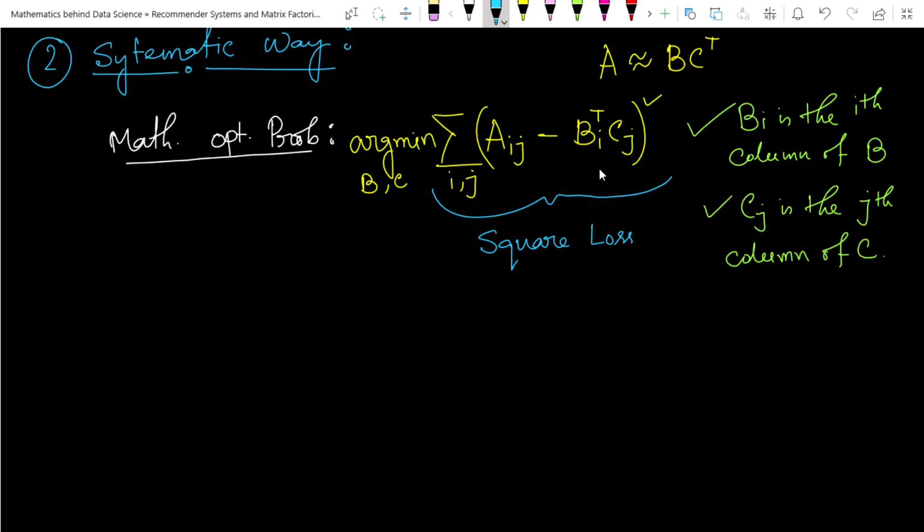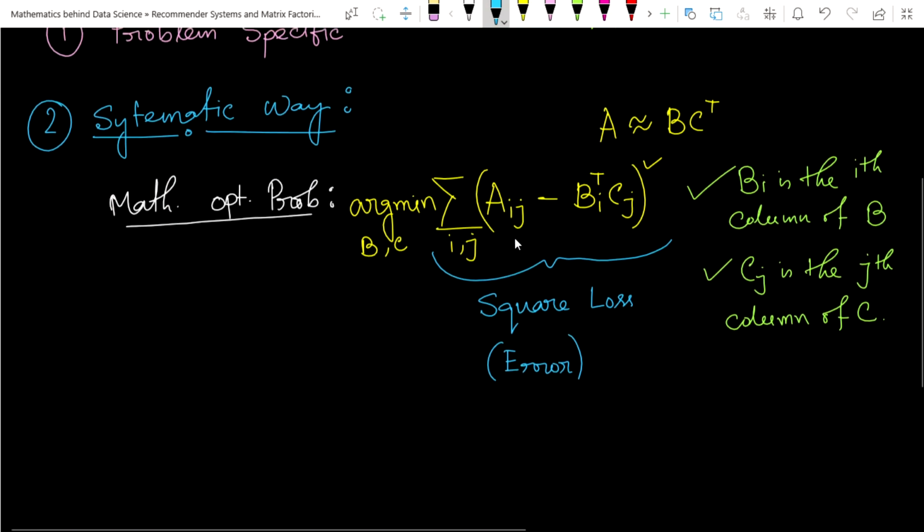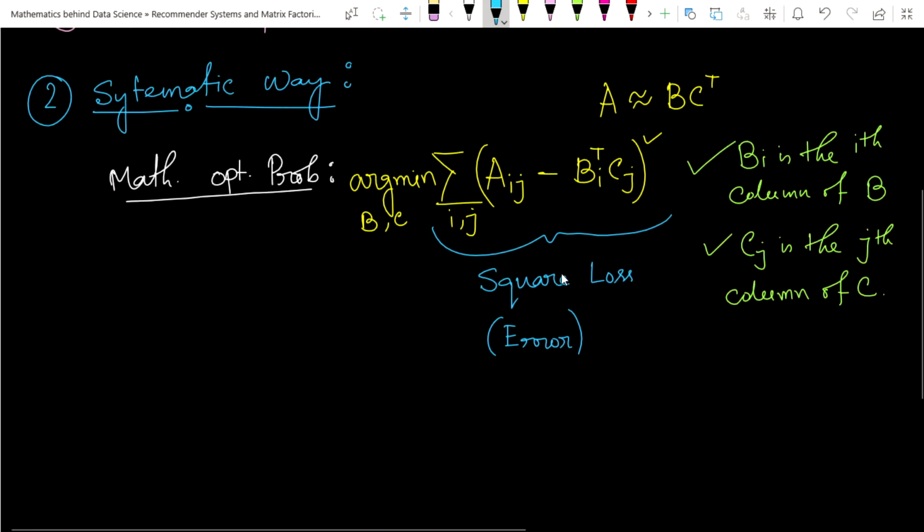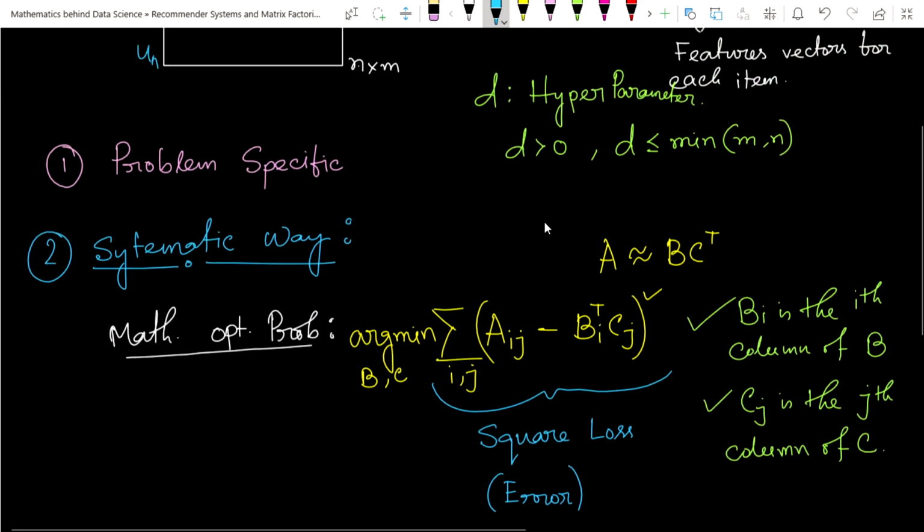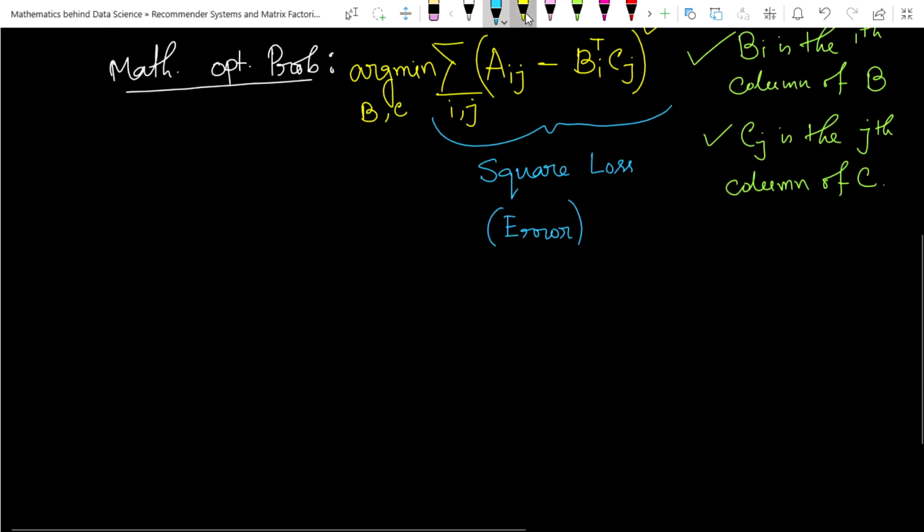This is like a square loss, or you can treat these things as an error function. We have to minimize this term. That is the job that we have to do. We have generally seen this is the error term. So the relation of this error term and this dimension d is like that.